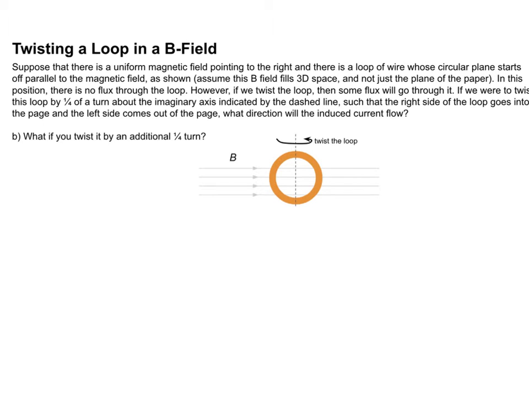When I twist this loop, I'll have a change of flux through the loop. So at the starting position, the flux is 0. None of the field lines are actually going through the hole just because of the alignment of it. But when I twist it, then all of those field lines end up going through the hole. So there suddenly is a flux.